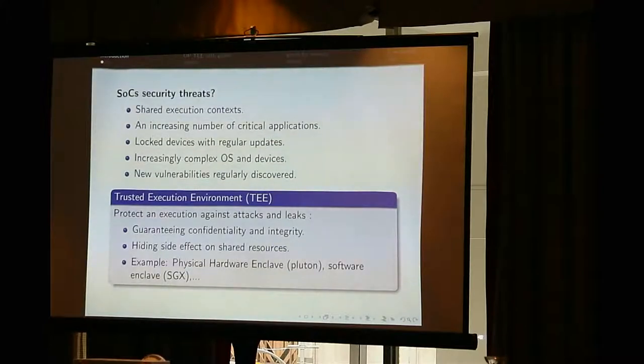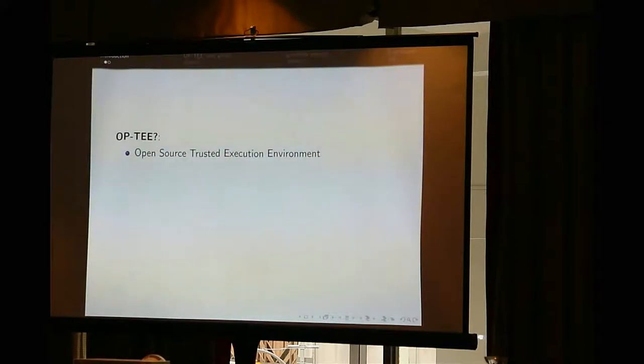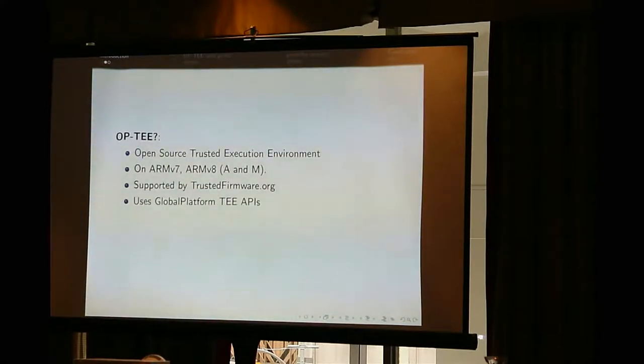That's why trusted execution environments exist. It's for protecting an execution against attacks and leaks, guaranteeing confidentiality and integrity, hiding side effects and so on. Examples are physical enclaves that are secure, with a separate processor, and software enclaves, where you use the same processor but use an extension to prevent those effects. OP-TEE is an open source trusted execution environment that uses ARM v7 and v8. It is supported by TrustedFirmware.org, a consortium which features ARM, for example, and uses GlobalPlatform TEE APIs, another consortium that develops APIs, and it relies on ARM TrustZone functionalities.